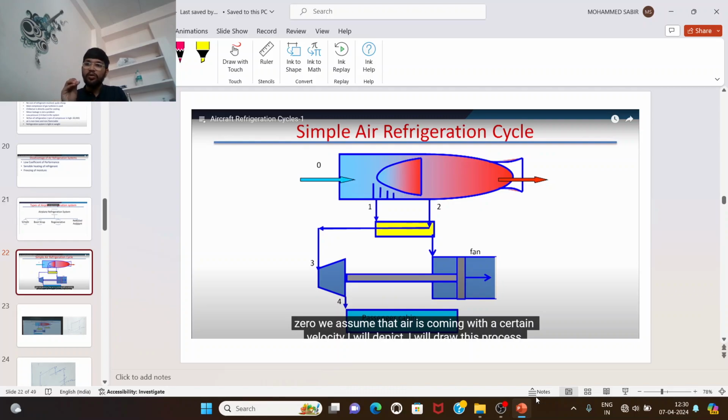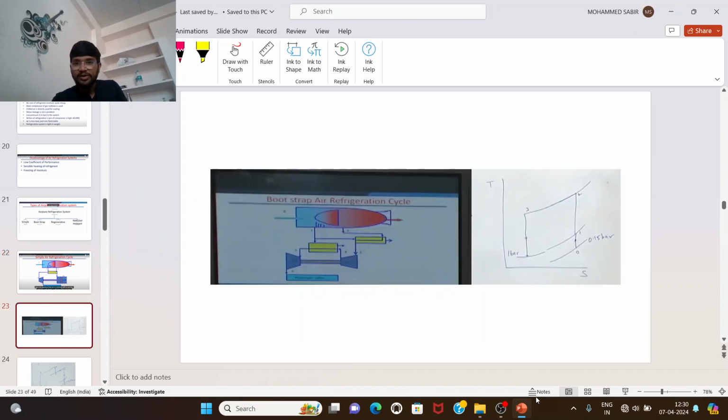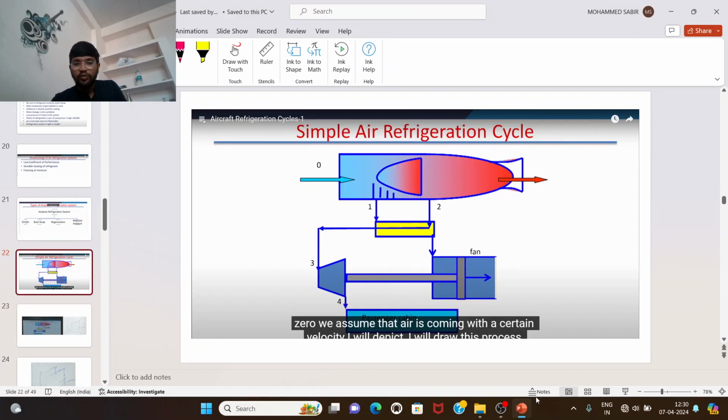Okay, because of that, the temperature rises. Then 1 to 2 is the compressor, 2 to 3 is basically a cooling process, 3 to 4 is expansion, and 4 to 1 is for the cabin.